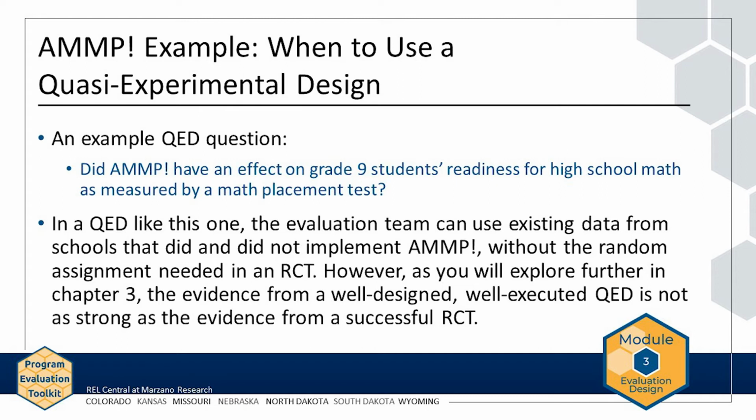A QED like this one is appealing because the evaluation team can use existing data from schools that did and did not implement AMMP to answer the evaluation question. In comparison, an RCT would require identifying a set of schools that agree to be randomly assigned to either implement or not implement AMMP. However, as you will explore further in Chapter 3, evidence from a well-designed, well-executed QED is not as strong as evidence from a successful RCT.